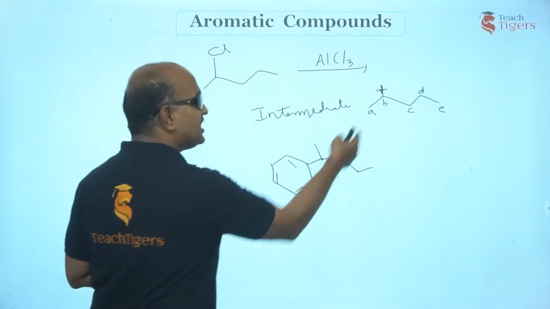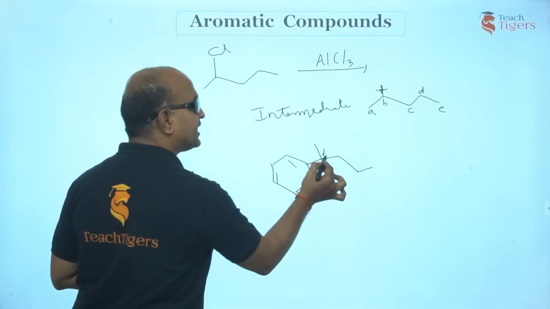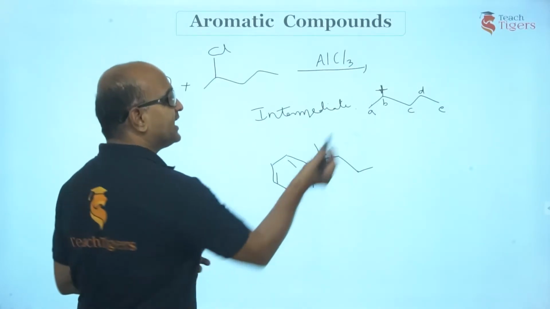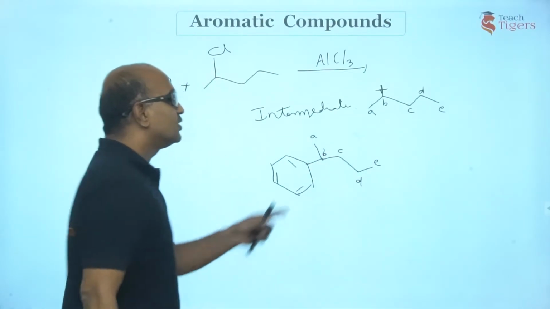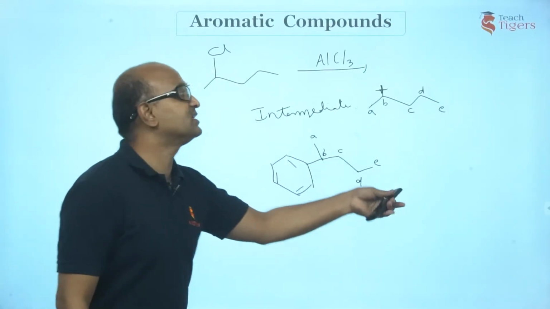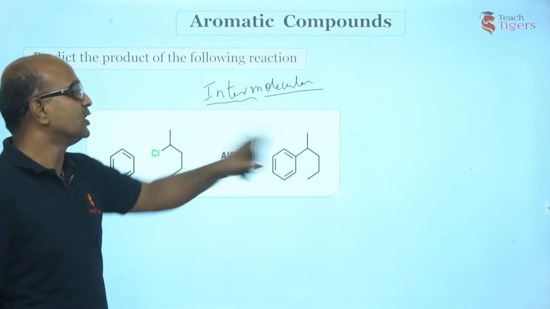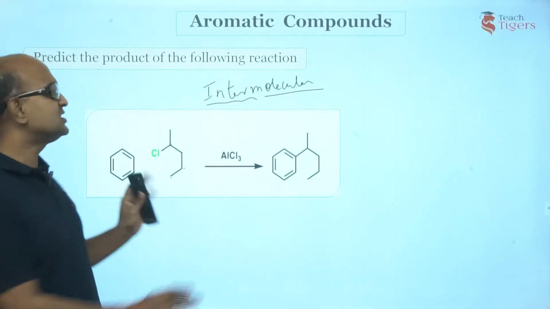So B is bonded to this benzene ring. First I indicate it. Next, it is bonded to C, D, E, and this is A. So you are going to get 2-phenyl pentane. That's the product we have got. 2-phenyl pentane. So this is how I have done.